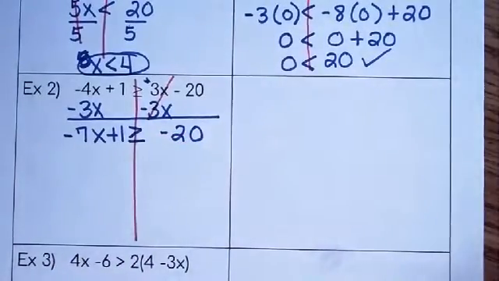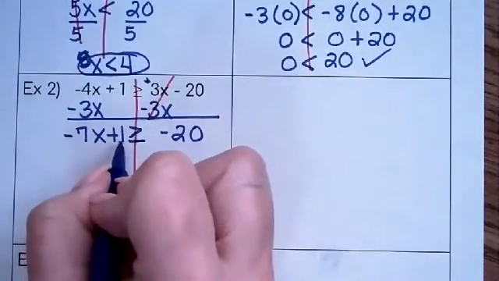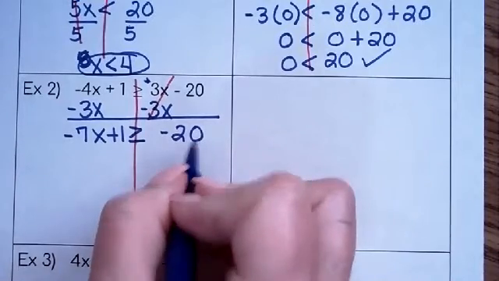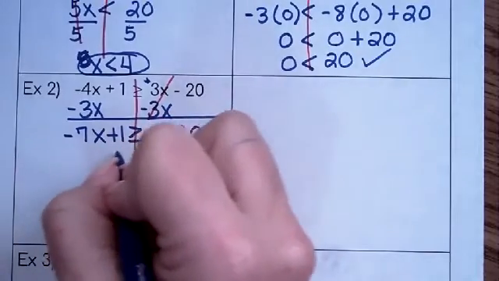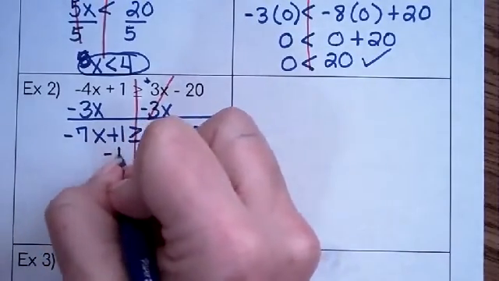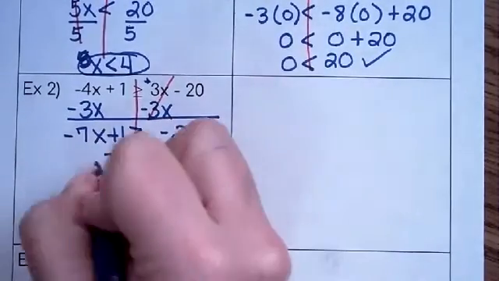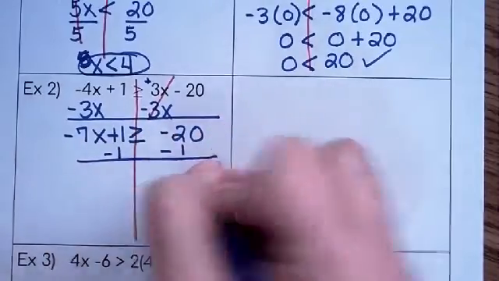Okay, now my next step is to move the 1 to the right side. We know if we put all the x's on the left side, all the numbers have got to go to the right. Okay, they have to go opposite sides. So that's going to be minus 1, minus 1. Put that just like that.